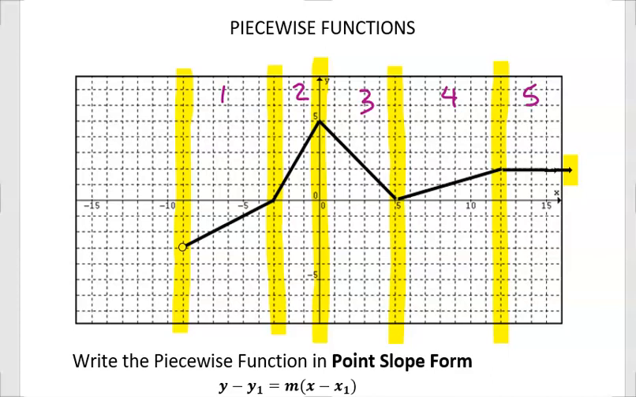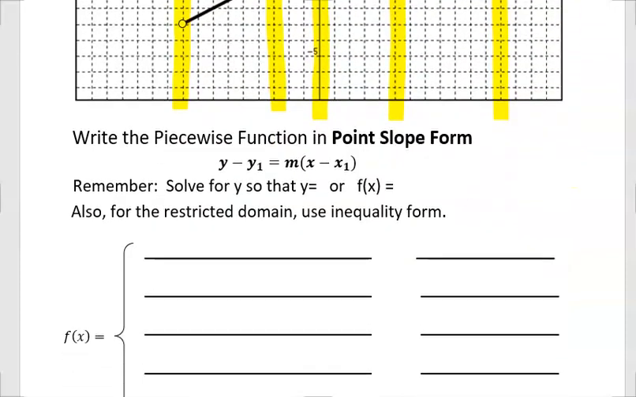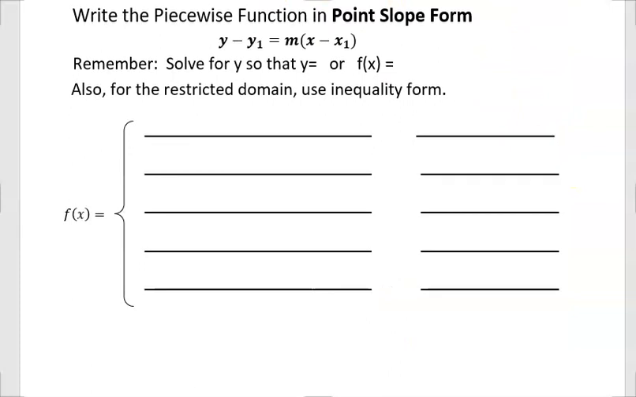So I'm going to slide this up so that we can kind of see what is expected of us. The bottom part says, write the piecewise function in point-slope form. It provides that for you. It also says, remember, solve for y so that y equals or f of x equals is at the beginning. We have f of x equals at the beginning already. And so what we need is the rest of the equation on the other side of the equal sign.